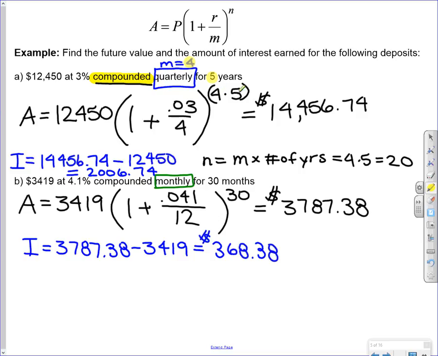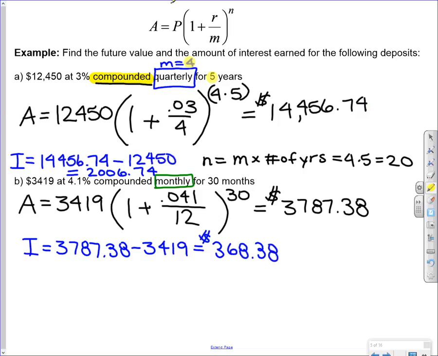That means there's going to be 20 times that we compound this interest. We do it 4 times a year for 5 years, so we would end up with 20 different compounding periods. So that's the N value that we talked about. And then we get $14,456.74. So this doesn't just give you the interest. This gives you the end amount, the A, the total amount at the end of the loan.